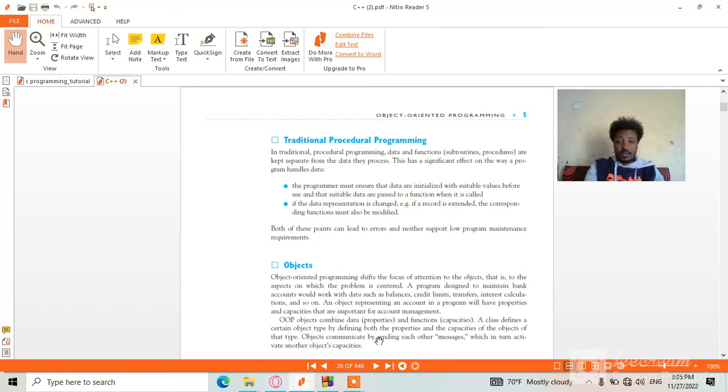It has a significant effect on the way a procedure handles data. This significant effect on the way the program handles data means that you may discuss two points. The two points are: the first is the programmer must ensure that data is initialized with suitable values.